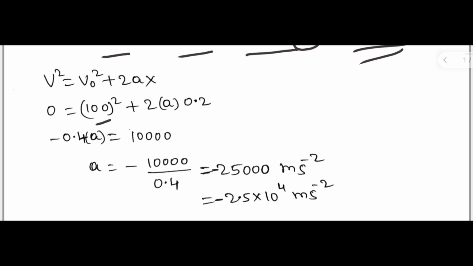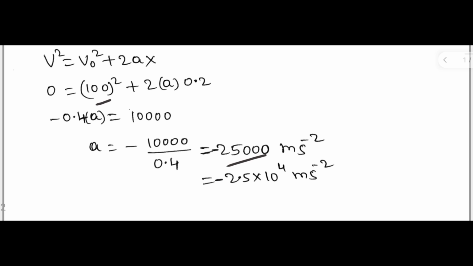Or you may write it as 2.5 into 10 raised to 4. For 2.5, we have to move the decimal four digits. Do the movement, then you will get 2.5 into 10 raised to 4 meter per second square. Here you may express the value in any other way, but the 10 power should match the values.